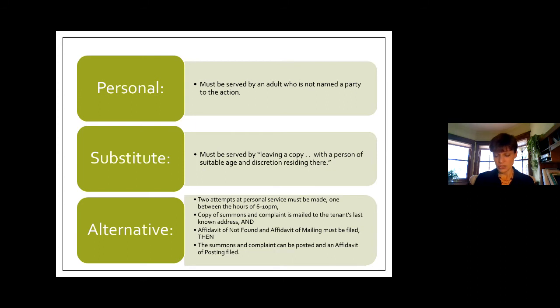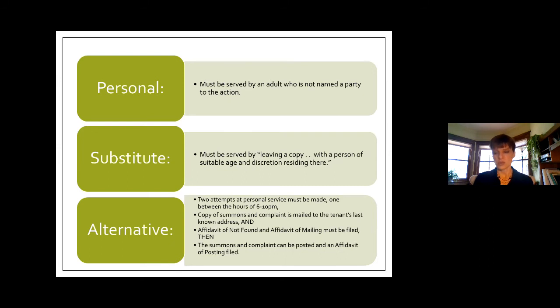When we look at alternate service, once again, we're going to have those 3 or 4 papers. It's best to have 4, but alternate service requires that there have been 2 personal attempts made at service, one of them between the hours of 6 and 10 p.m., that a copy of the summons and complaint has been mailed to the tenant's last known address, and that an affidavit of not found and the affidavit of mailing are filed.